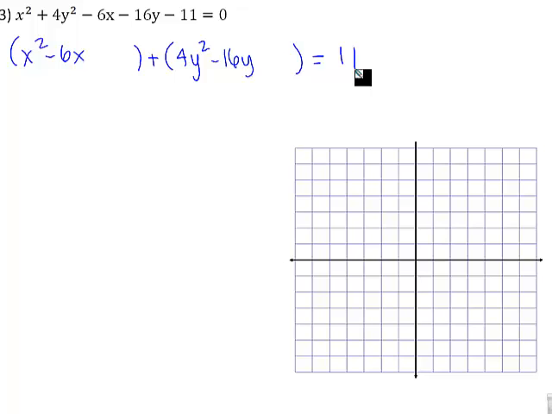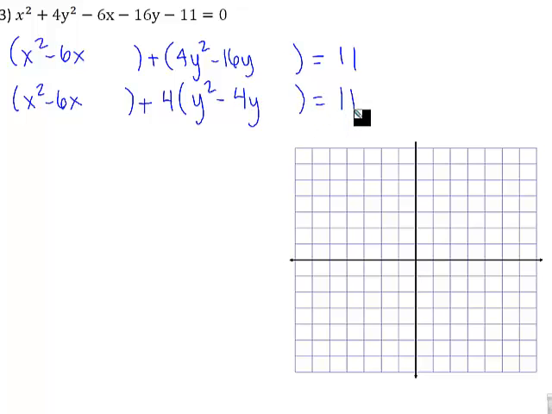And now we want to complete the square, but I see a problem with my y's. I can't complete the square yet with the y's. Why not? Because we have a 4. So we have to take care of that. So the x squared minus 6x stays the same. What can I do with that 4? Take it out. So I'm going to take the 4 out, and I'll be left with y squared minus 4y.